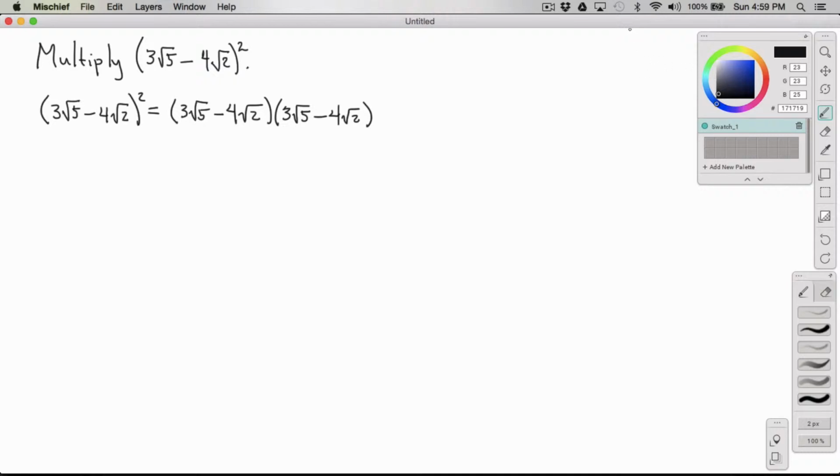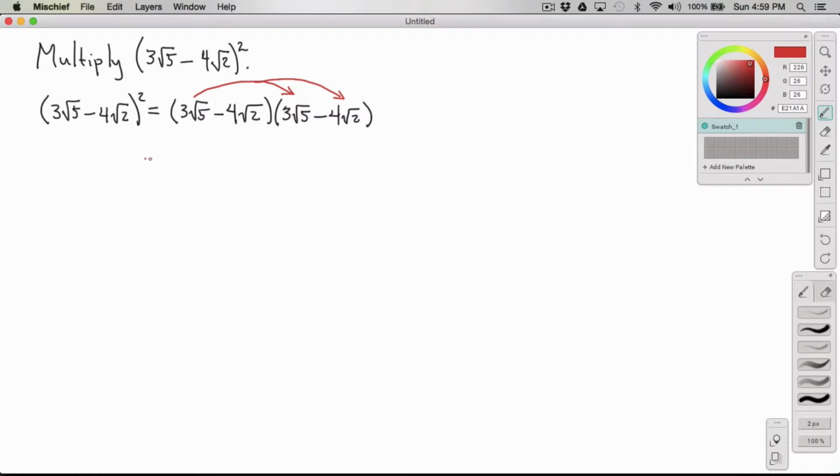Then, I'm going to do this in different colors. The first one we'll do in blue. In my blue distribution, I'm going to have to take 3 square root of 5, and I'm going to multiply it. Guess this will be in red. Okay, so 3 square root of 5 times 3 square root of 5. Then 3 square root of 5 times a negative 4 square root of 2.